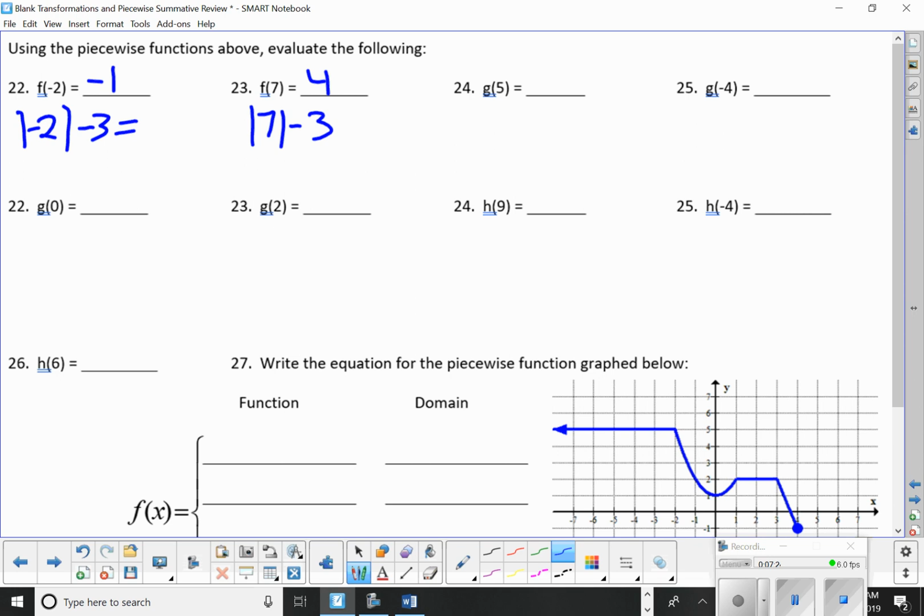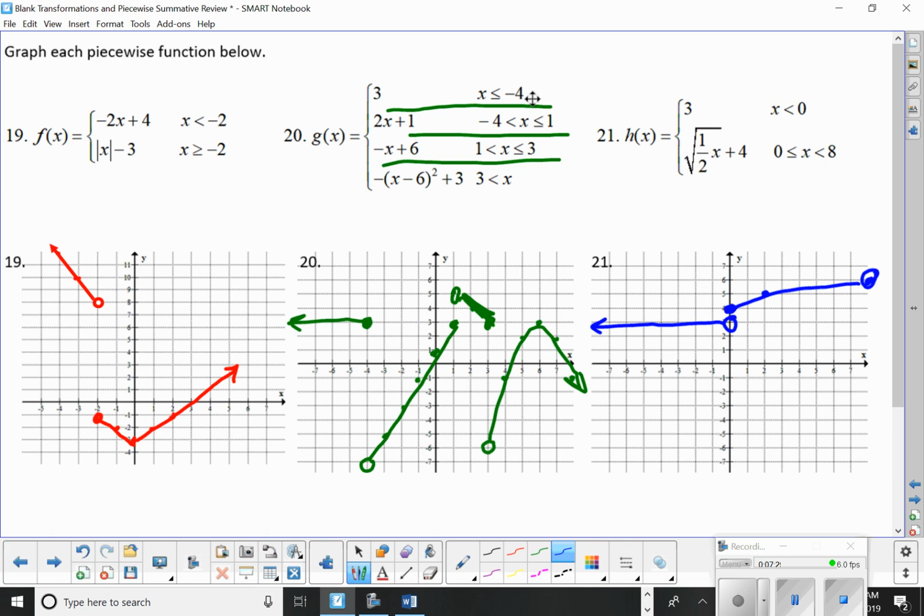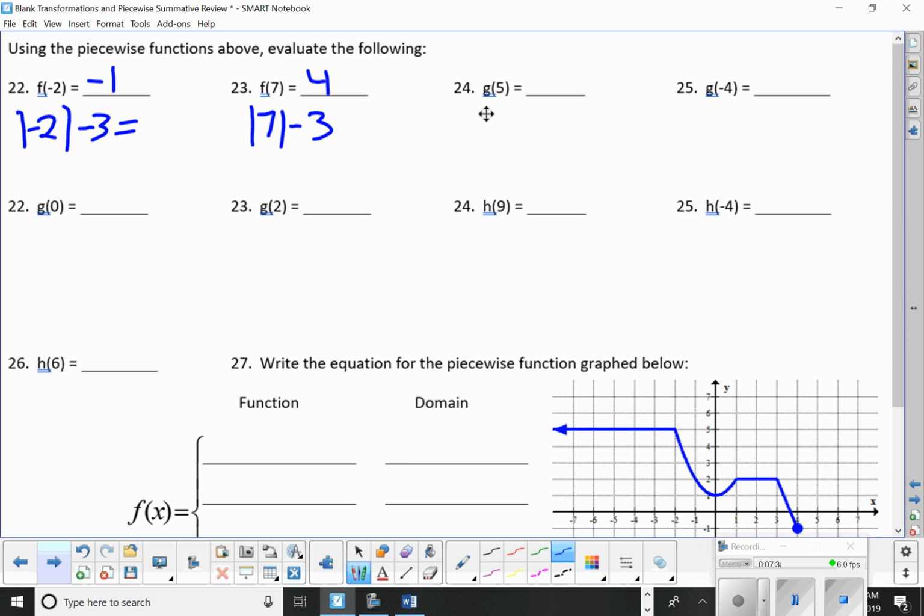G of 5. Let's go back and check out G. G of 5, that's down here. I'm going to use this fourth piece. So I've got to pick one of four different pieces. So G of 5, I get 5 minus 6, quantity squared, plus 3. That's negative 1 squared is 1, times negative 1 is negative 1, plus 3 leaves me with 2.